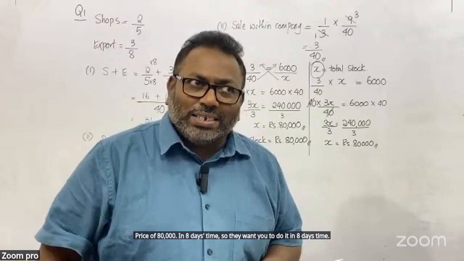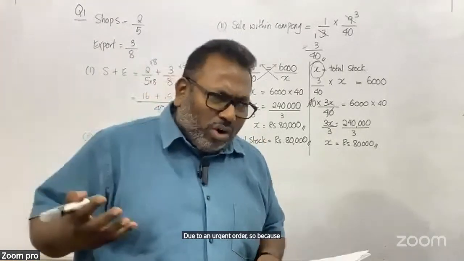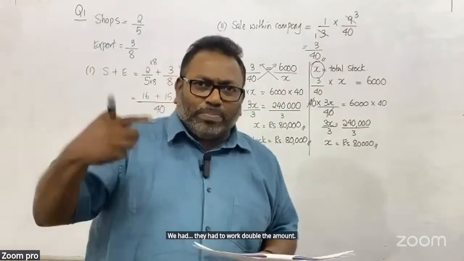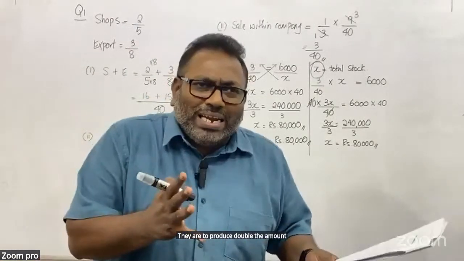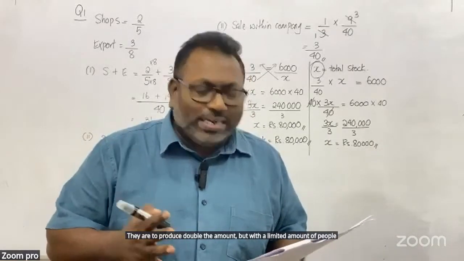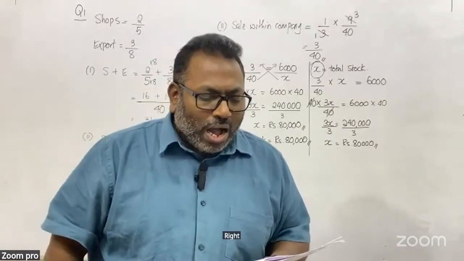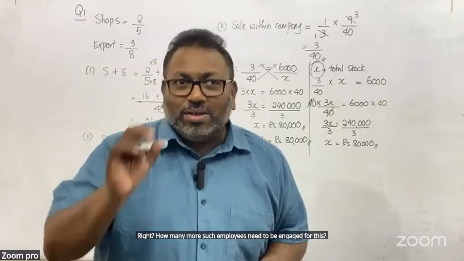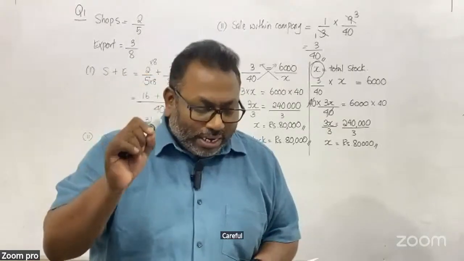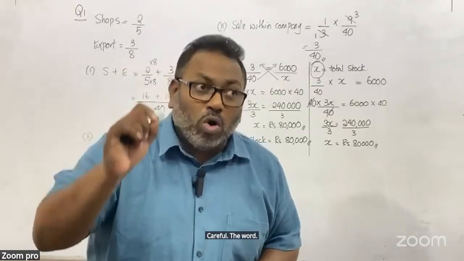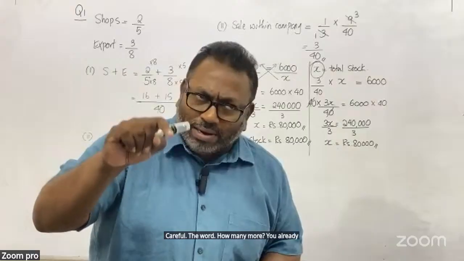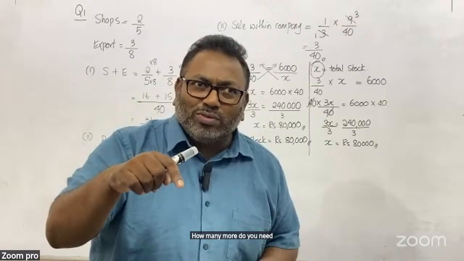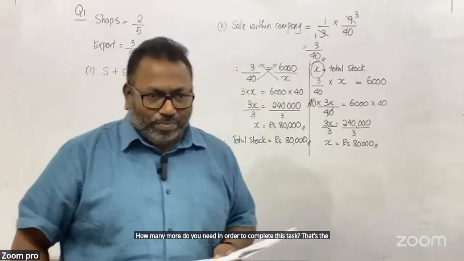Due to an urgent order. So because there was a special order, they had to produce double the amount, but with a limited amount of people and time, right? How many more such employees need to be engaged for this? Careful. The word how many more? You already have 12 employees. How many more do you need in order to complete this task? That's the question, right? Careful.